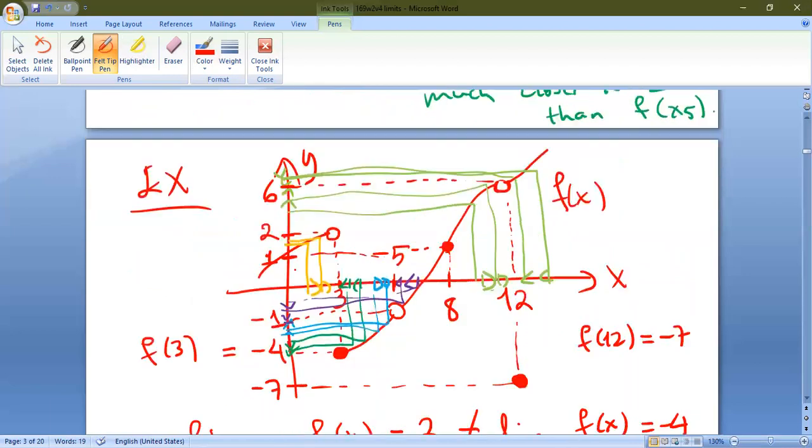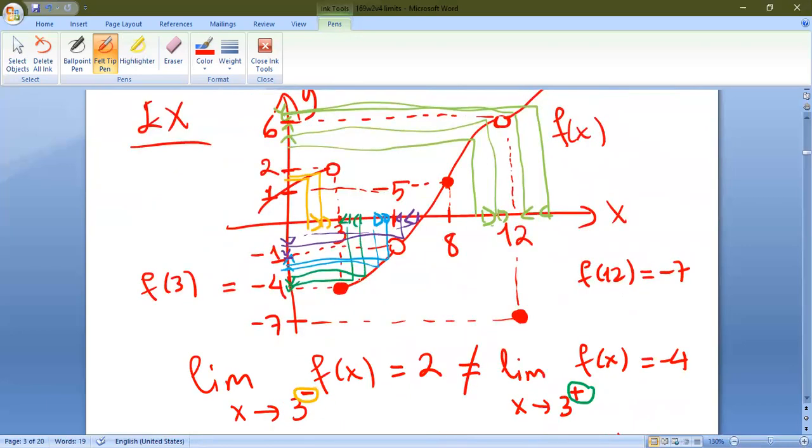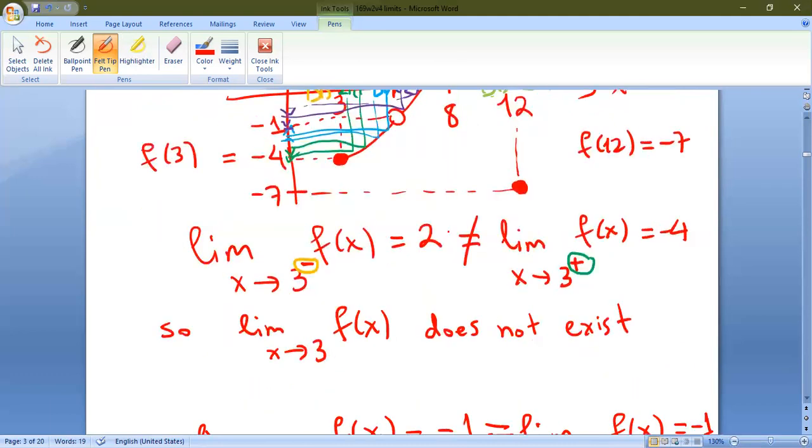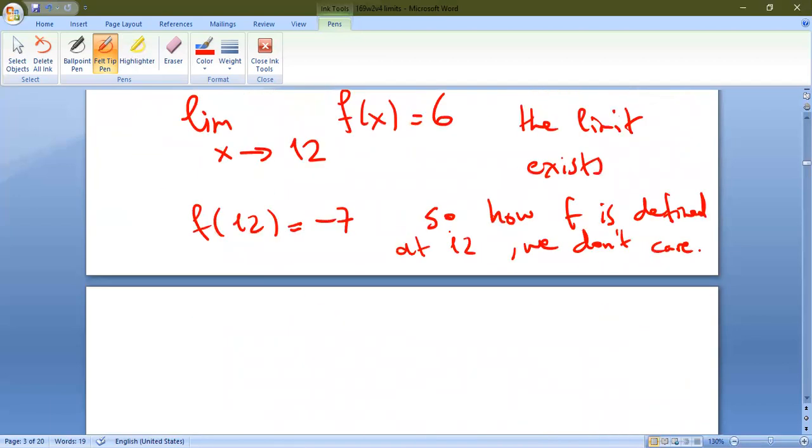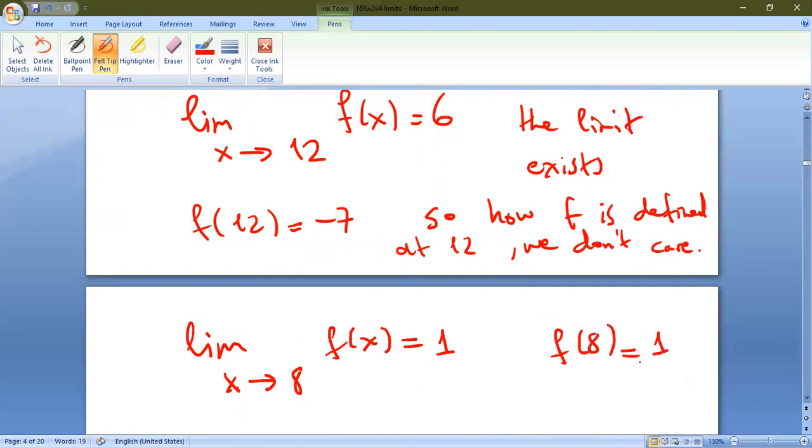Okay, so then in that case, the output values of the inputs around 8 approach 1. The definition of the function at 8 is also 1. Okay, then the limit exists. The definition at 8 is also 1. That's okay, but we say that the limit as x goes to 8 of the function is equal to 1. Well, f of 8 is also 1. We will call this thing continuity later, if the definition matches the limit.